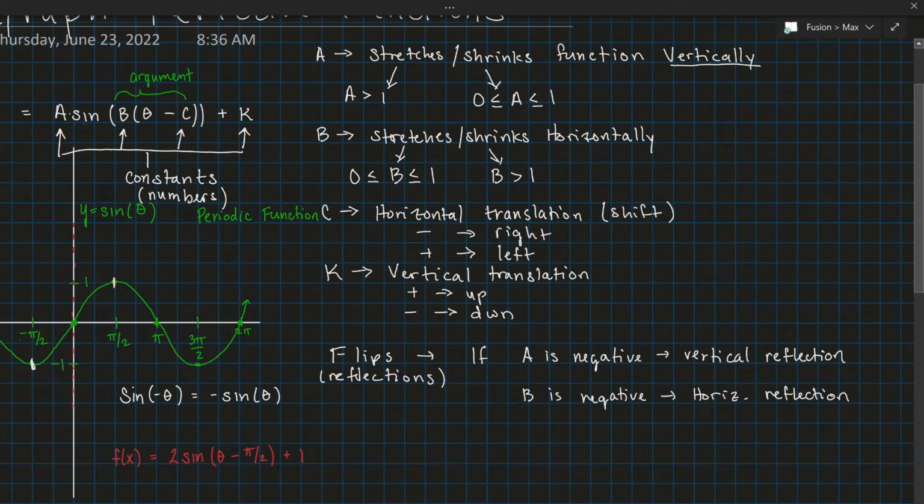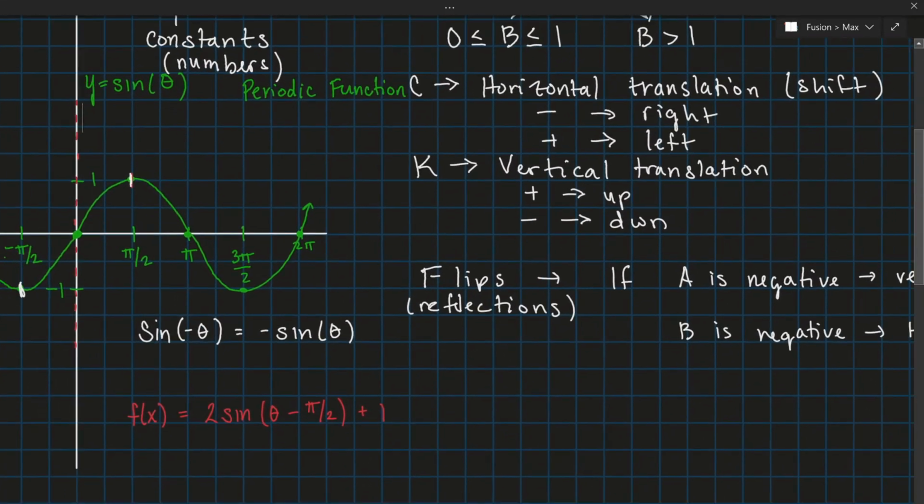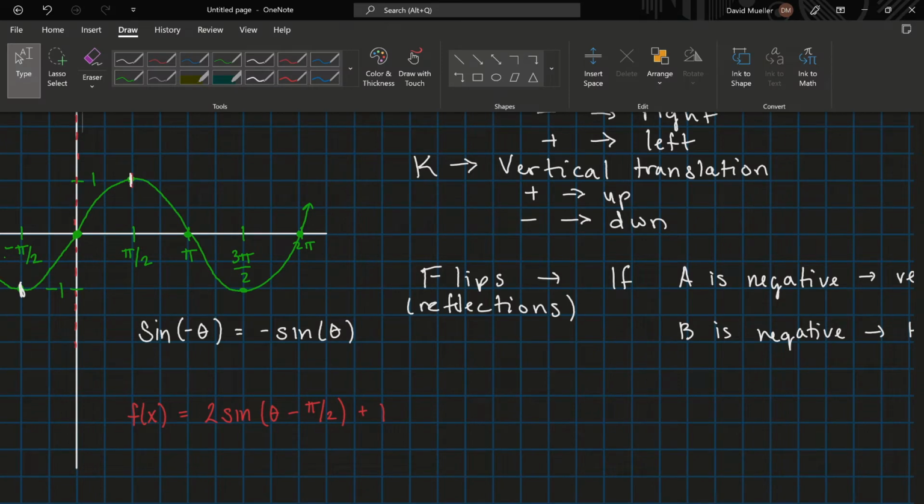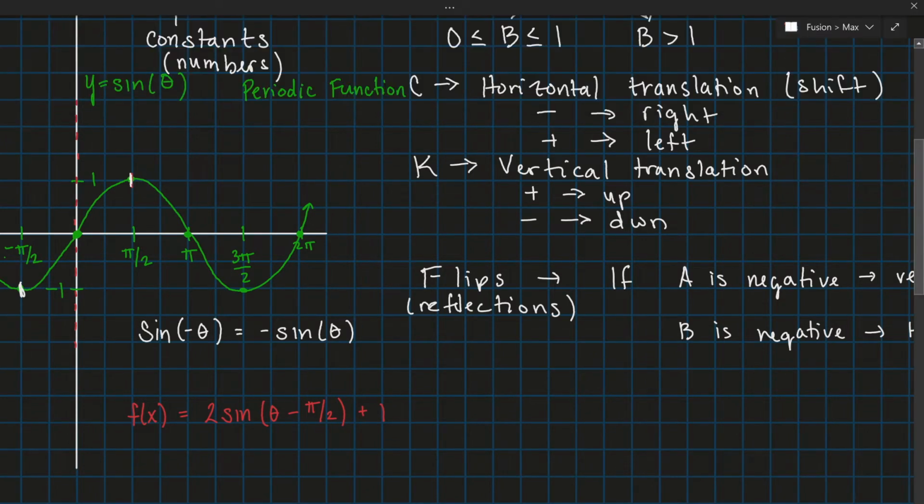So again, A stretches or shrinks the function vertically. B stretches or shrinks it horizontally. C translates it left or right. K translates it up or down. So which of those do we have? A, B, C, or K? A, C, and K. Good, good. Okay, so what are they going to do to it?